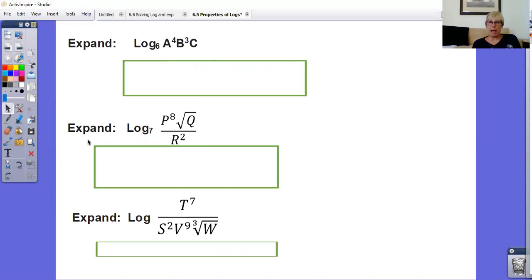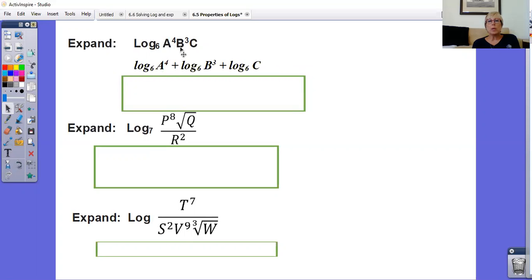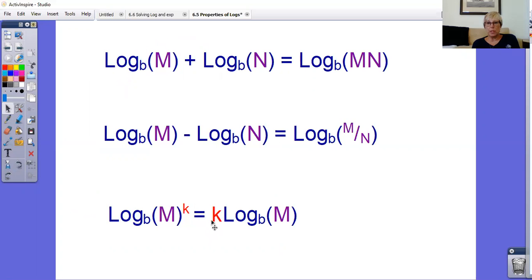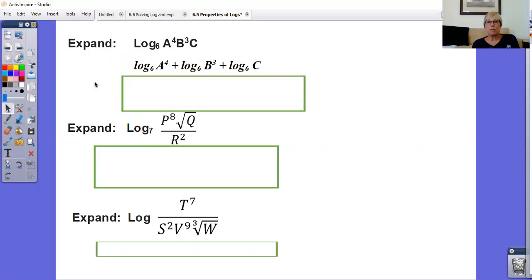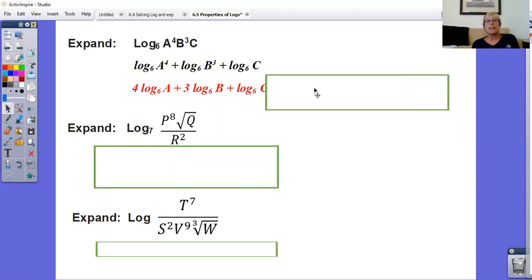So let's expand first. So I have log base 6. My argument has an a, b, and a c. So I want each of these letters to get its own log. Now, since all of these are being multiplied, I'm going to use a sum of these logs. And according to that other property, this important one down here, I can take the exponent of the argument and move it to the front. So that 4 can be moved in front. That 3 can be moved in front, and that doesn't have an exponent.